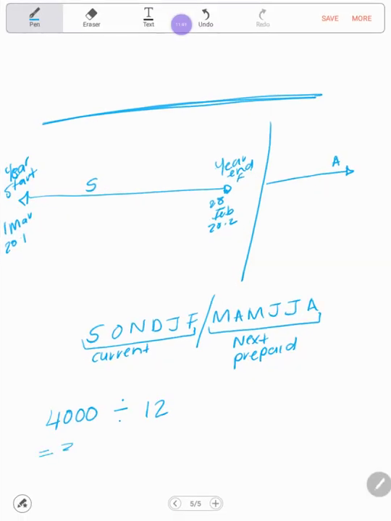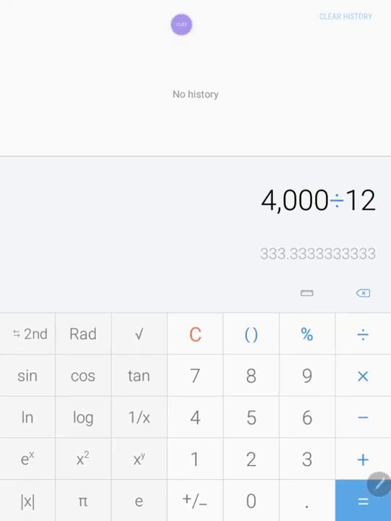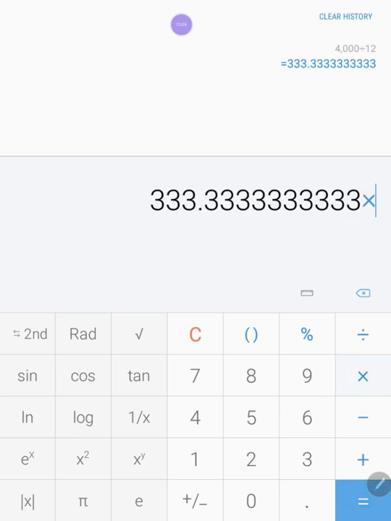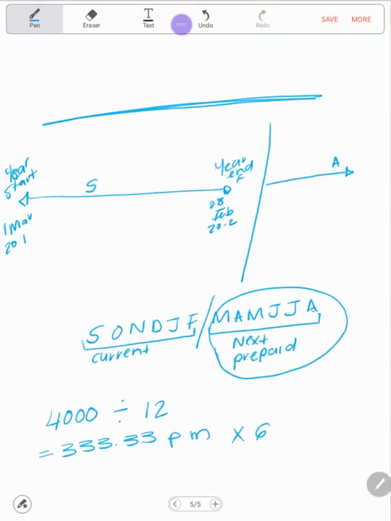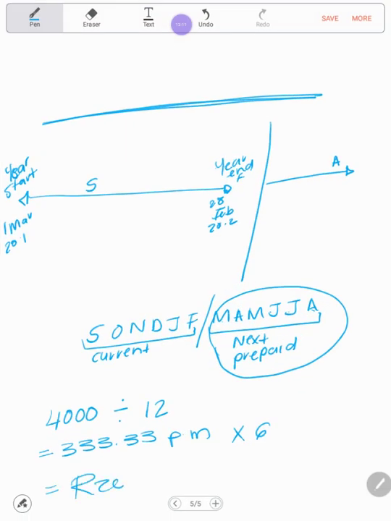How much do we pay for insurance per month? 333.33 cents. Now that you have your insurance that you would have paid per month, you're then going to multiply it by the number of months that was prepaid. So that is times 6. 1, 2, 3, 4, 5, 6. So let's go back to our calculator. Answer times 6. 2,000 Rand has been prepaid for insurance. And there is the answer.